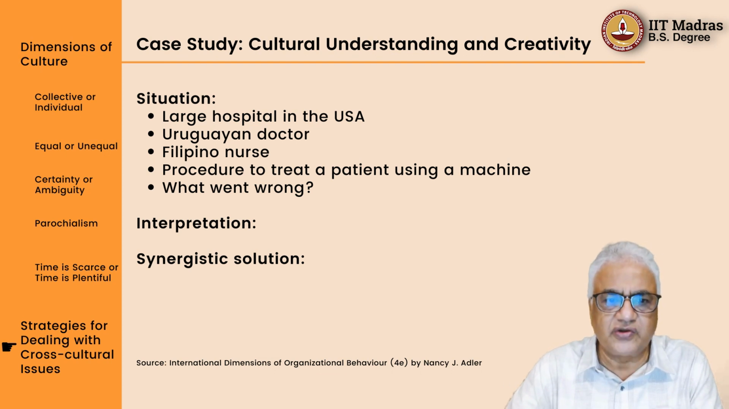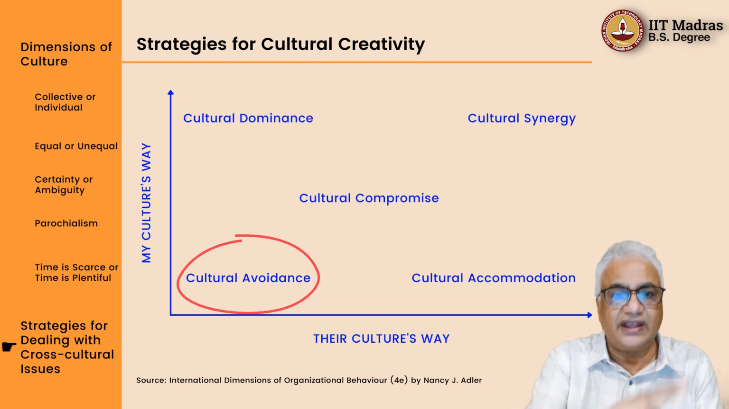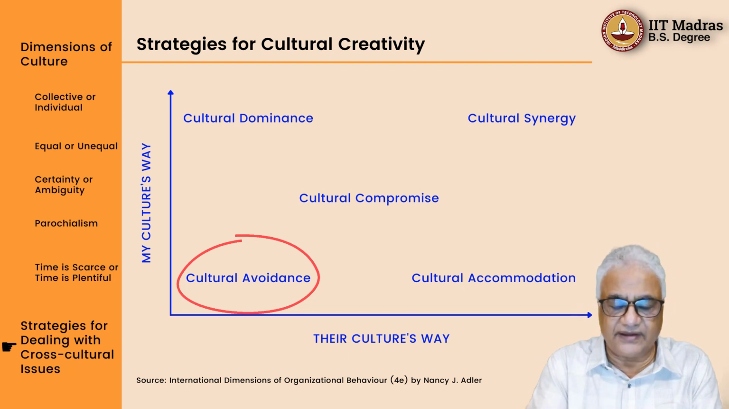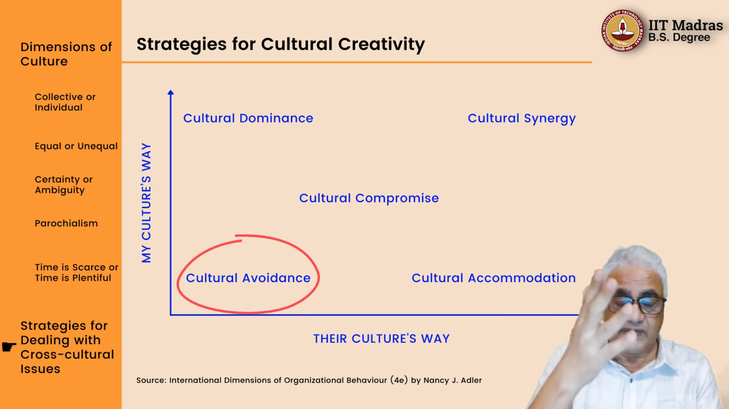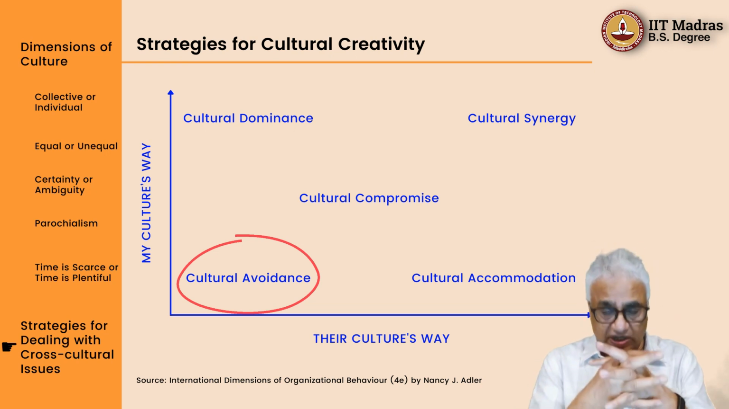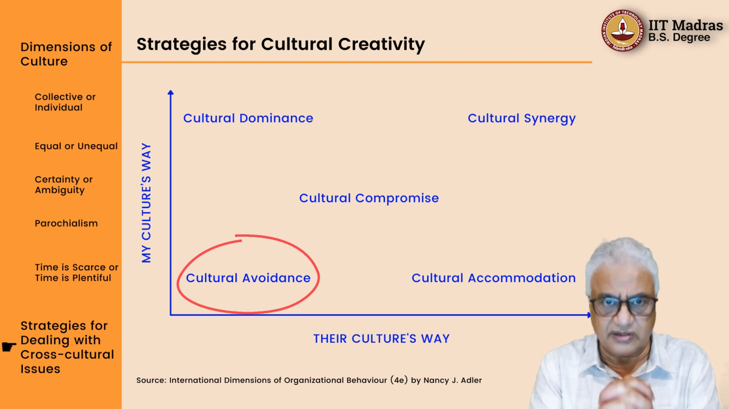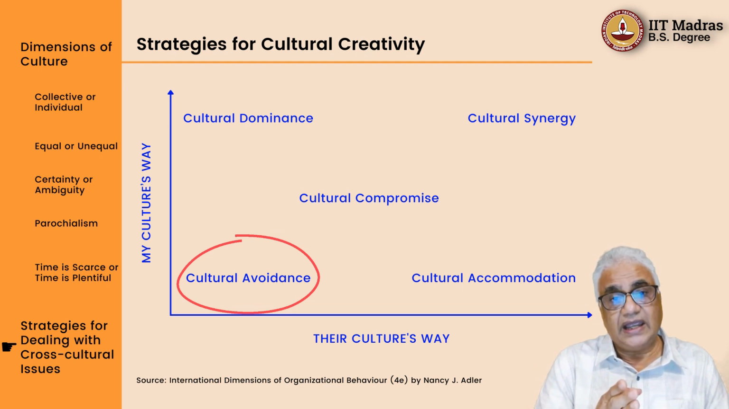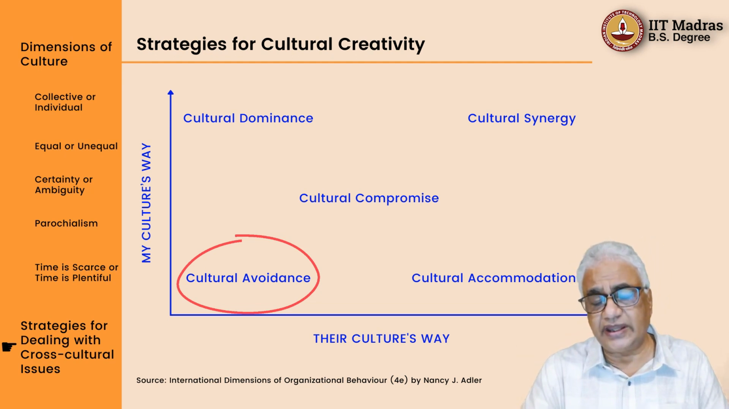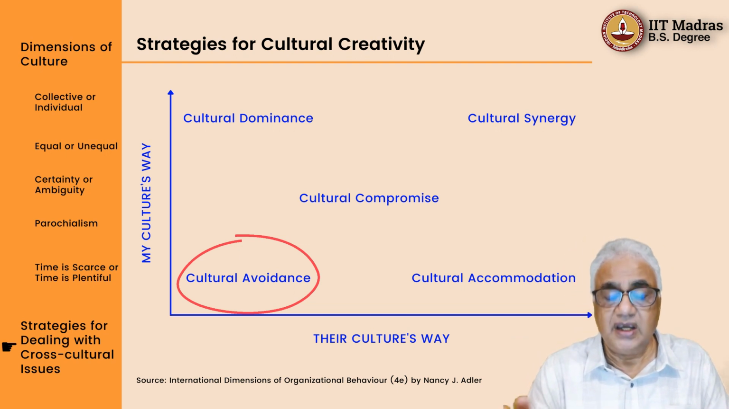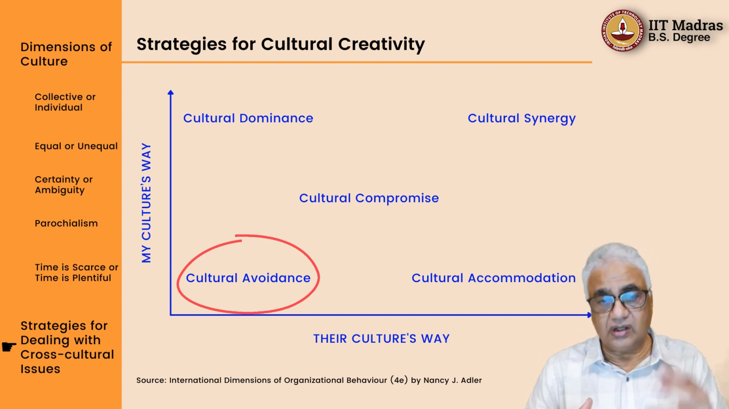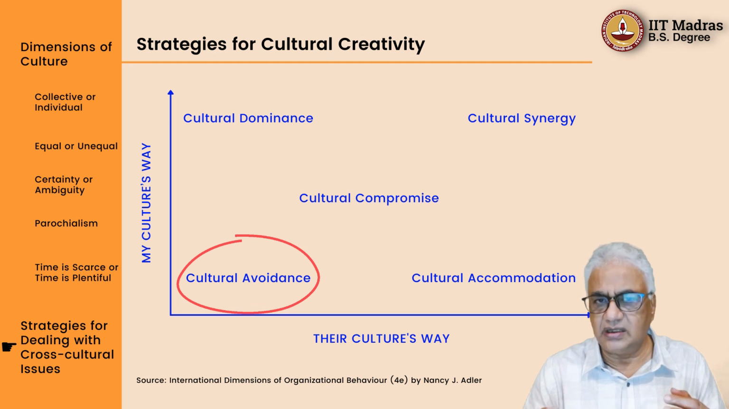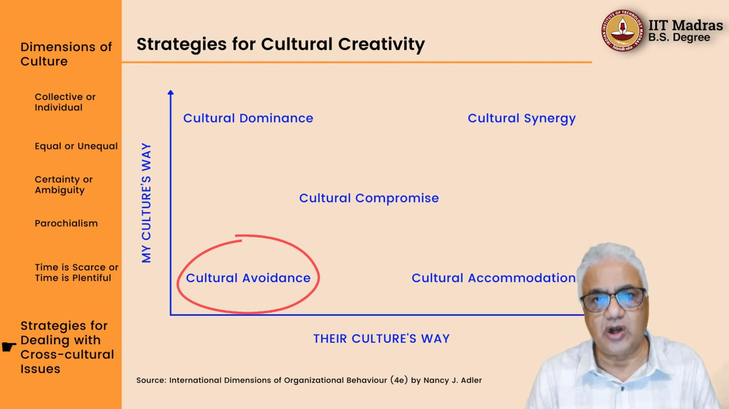So therefore, I'm going to show you a graph. Look at this. When you're looking at strategies for cultural creativity, one axis says their culture's way, and the other says my culture's way. When I don't give up my culture, when I say no, this is my culture, I must do this, cultural dominance happens. When I give up too much to the other culture, cultural accommodation happens. When I neither give up my own culture fully, nor completely agree with the other culture, cultural compromise happens.